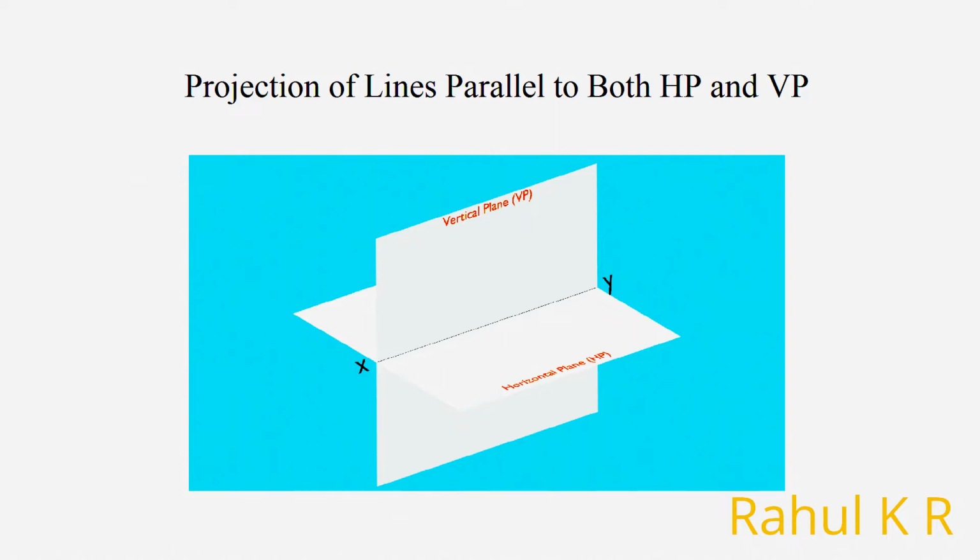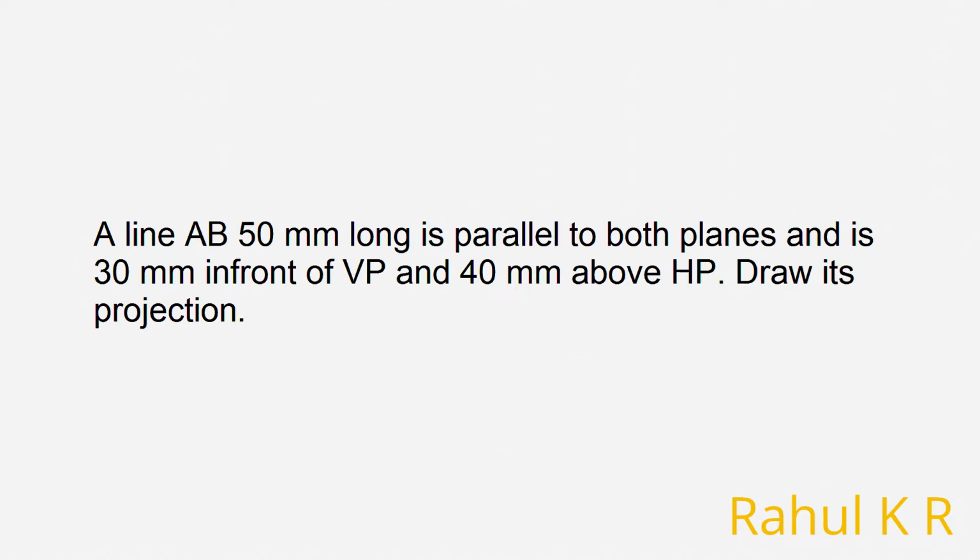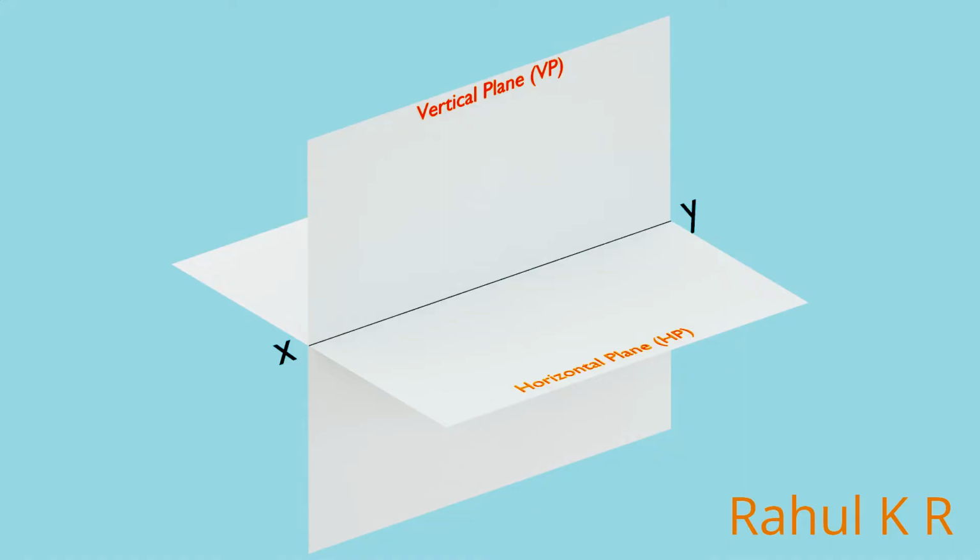Let's try to solve a problem. A line AB, 50 mm long, is parallel to both planes and is 30 mm in front of VP and 40 mm above HP. Draw its projection. Here it is directly given that the line is parallel to both HP and VP. The distances from HP and VP are also given.